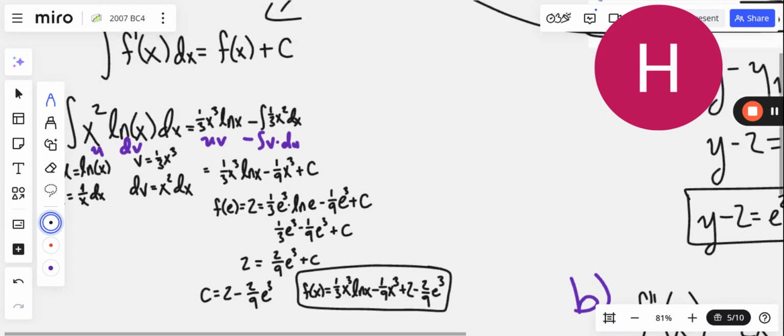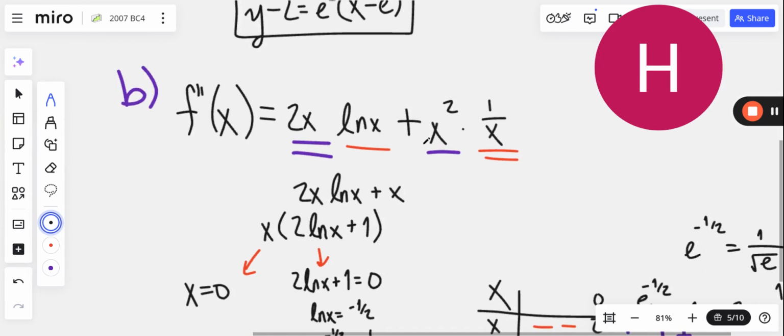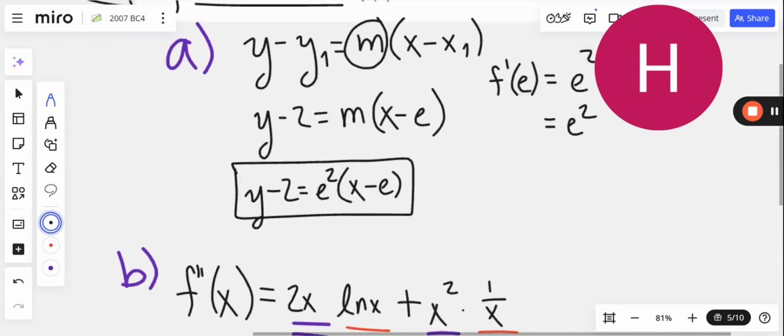So the final part of this question was the BC component. A and B were very approachable from anyone in Calc AB or BC.